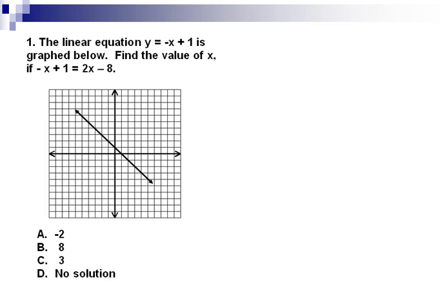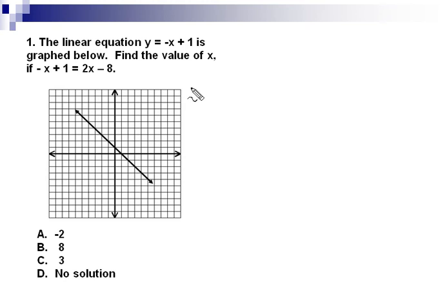In problem number 1, we are told the linear equation y equals negative x plus 1 is graphed below. Find the value of x if negative x plus 1 is equal to 2x minus 8. We're going to treat this equation negative x plus 1 equals 2x minus 8 as a system of equations, so we need to separate them and write them as two equations.